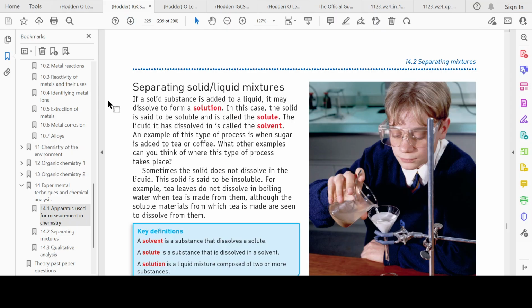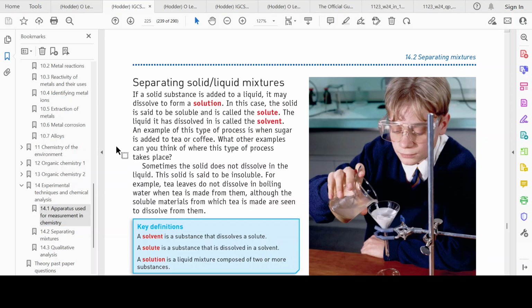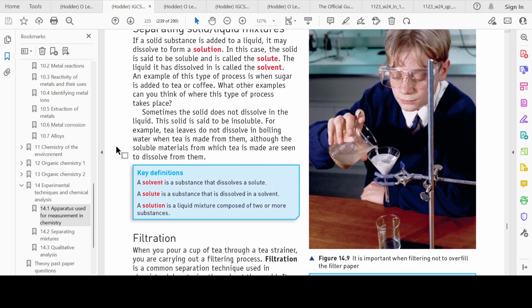So there's a mixture of a solid and a liquid. If a solid substance is added to a liquid, it may dissolve to form a solution. In this case, the solid is said to be soluble and is called a solute, and the liquid it has dissolved in is called the solvent. An example of this type of process is when you dissolve sugar in water, or in tea and coffee.